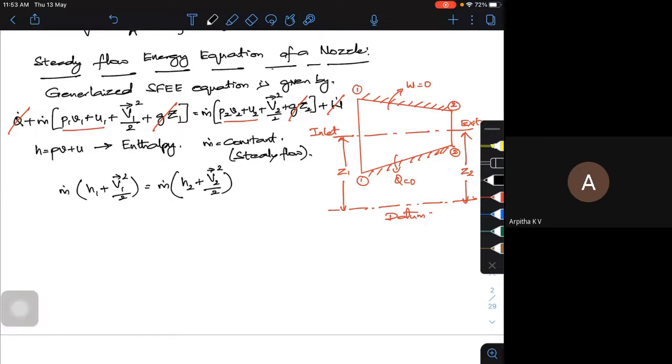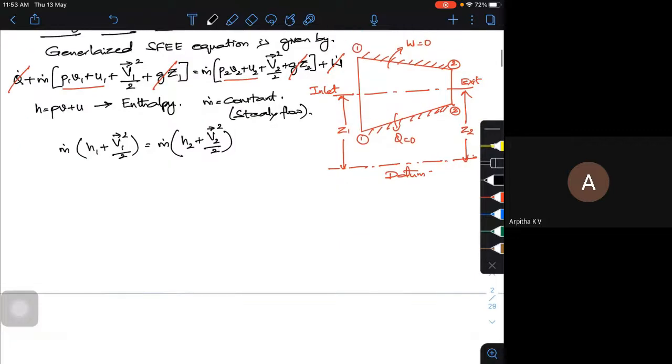Now, what exactly are we trying to look at in a nozzle? We are trying to look at the exit velocity, or the acceleration in the nozzle. So we'll write this equation in terms of velocity. Anyhow, the mass flow rate simply cancels out, since it is the same on either side. So I need to write V2 square by 2 is equal to H1 minus H2 plus V1 square by 2.